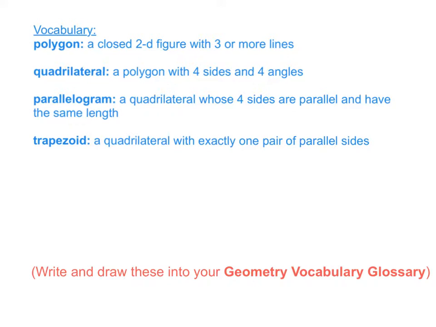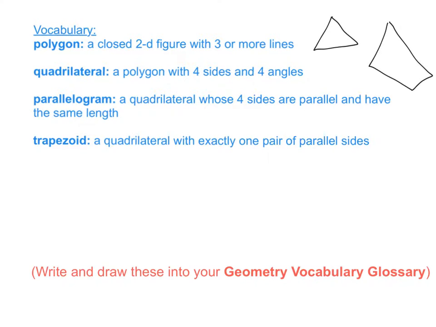The first word today we are going to write down is the word polygon. A polygon is a closed 2D figure with 3 or more lines. So, for example, 1, 2, 3. That's a closed figure that has 3 or more lines. So that's a polygon.